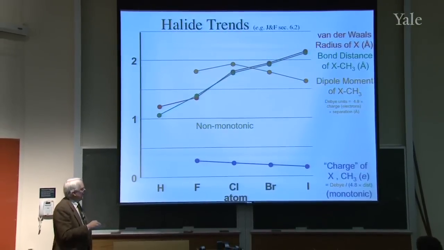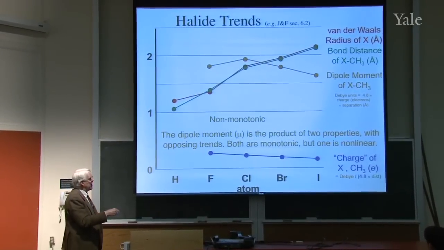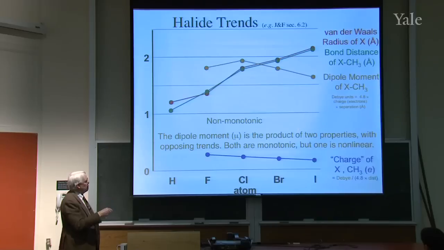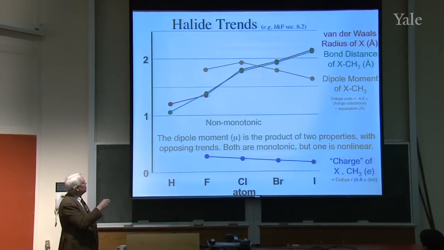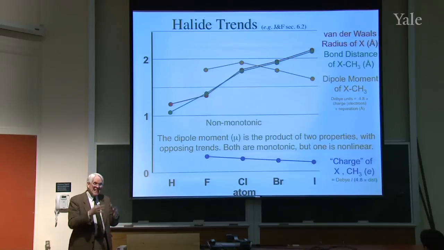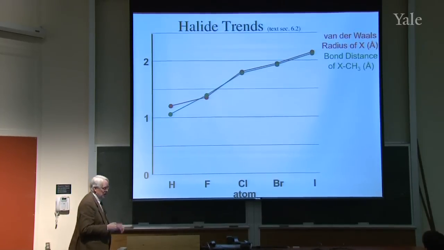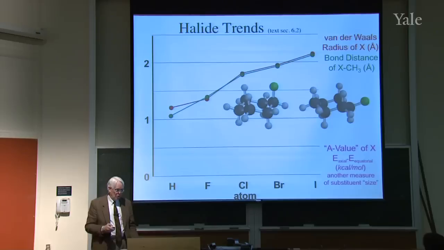But what we've seen here is that the dipole moment is the product of two properties, how much charge and how much separated, right? But they're opposing trends. As one goes up, the other goes down. And although they're both monotonic, one is nonlinear, more nonlinear than the other. So they don't exactly cancel one another in going up and down, and you get weird behavior when you have conflicting nonlinear trends. Okay, so there were two things going on to give the dipole moment.